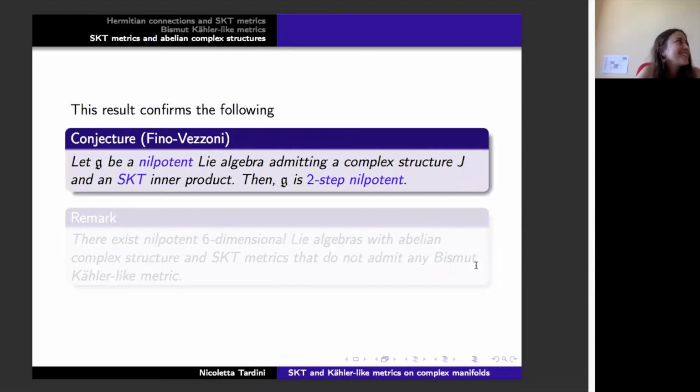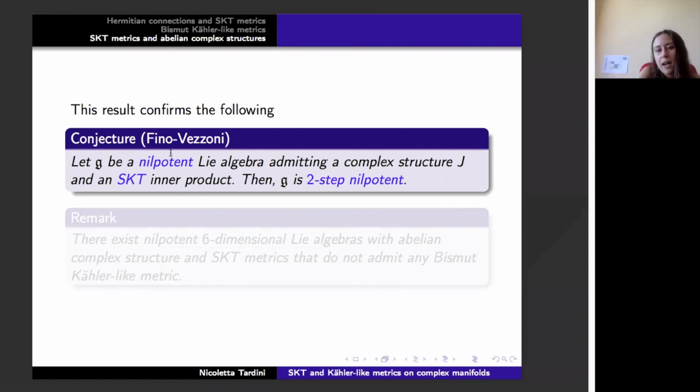First, this result is supporting the conjecture of Fino and Vezzoni, saying that for a nilpotent Lie algebra, if you have an SKT metric, then the Lie algebra must be two-step nilpotent. We already mentioned this conjecture earlier. So the existence of an SKT metric is forcing the nilpotency step to be 2. In our result, and it is conjectured that this is true in general.